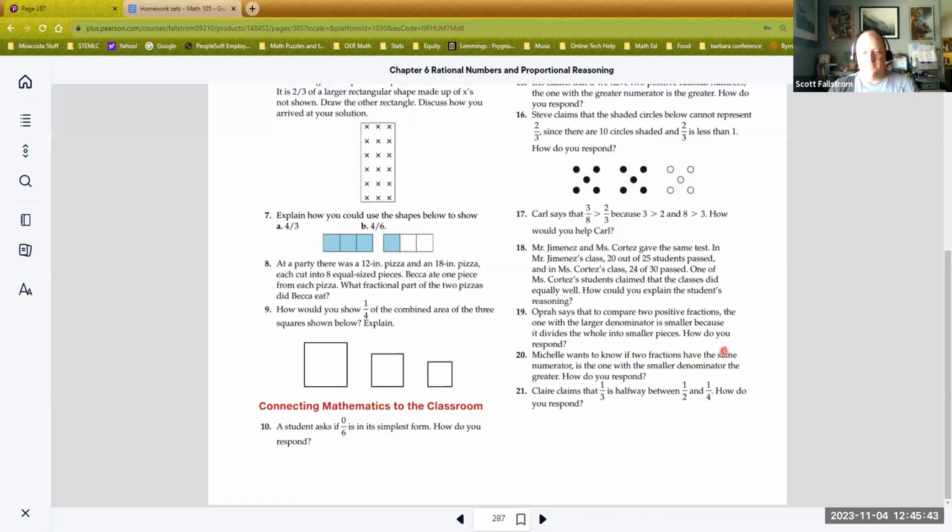Hey, she's comparing. She says the one with the larger denominator is smaller. Okay. How do you respond? And be thinking about this.